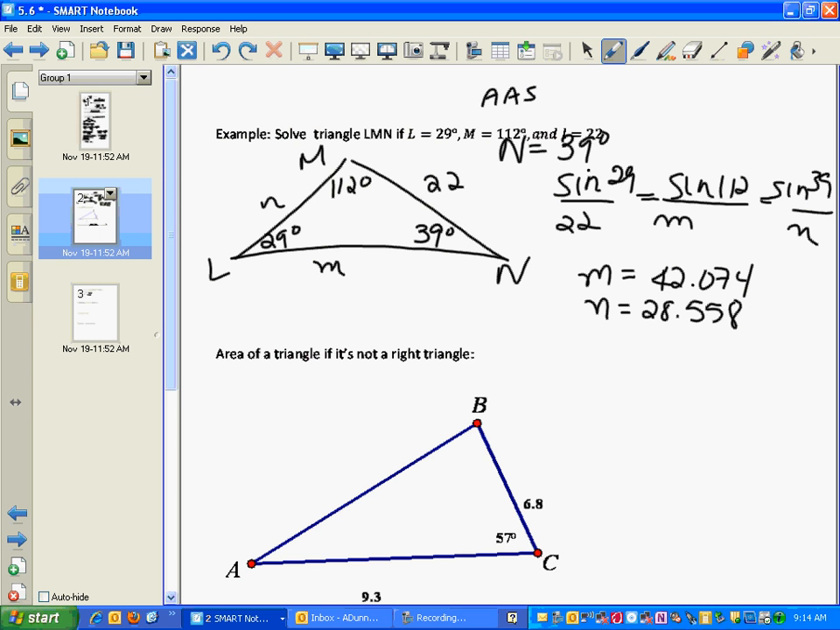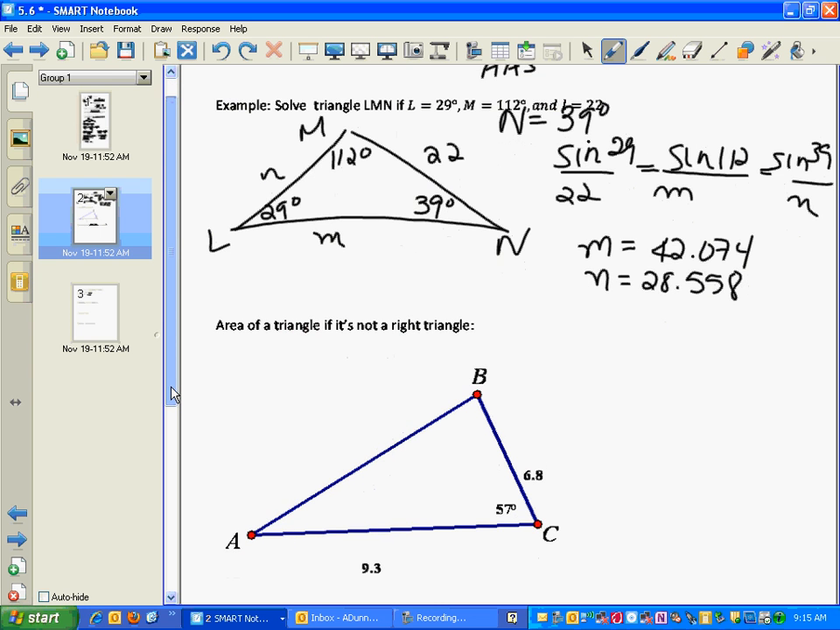How do we do? Get the same answers that I got? Anybody got a question? I got N was 39 degrees, side M 42.074, and side N 28.558. Are we okay on this? Yeah, I know I'm not really very consistent, Marielle, because I've always just done it to 2, but they really do want it to 3. Okay, questions?